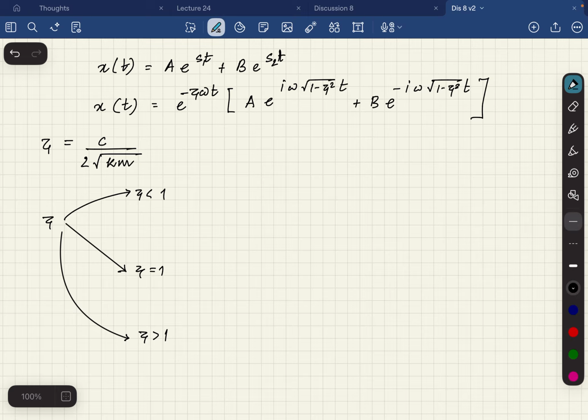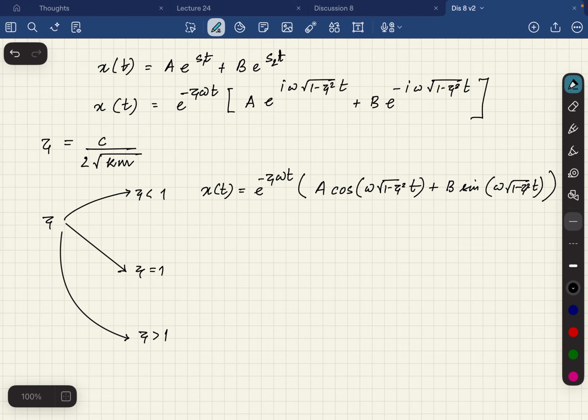So remember that the goal of this discussion is to familiarize you and show you how you will see these things in the next 2 weeks as you do feedback control and stability augmentation analysis. Okay. So if zeta is less than 1, then x(t) comes out to be e to the power minus zeta omega t times a cos(omega root over 1 minus zeta square t) plus b sin(omega root over 1 minus zeta square t), right?